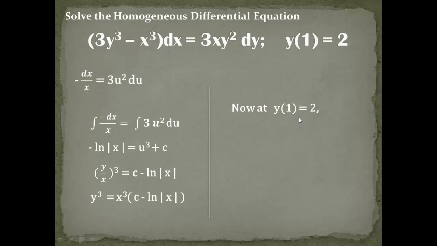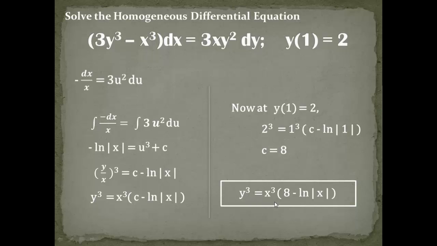Now, at y of 1 is equal to 2, we substitute that y is equal to 2 and x is equal to 1 to this equation, we have now 2 cubed is equal to 1 cubed times the quantity of c minus ln of the absolute value of 1. And because of this equation, we can acquire the value of our constant, which is now 8. Now substituting 8 to this equation, we now have y cubed is equal to x cubed times the quantity of 8 minus ln of the absolute value of x, and this is now our final answer.